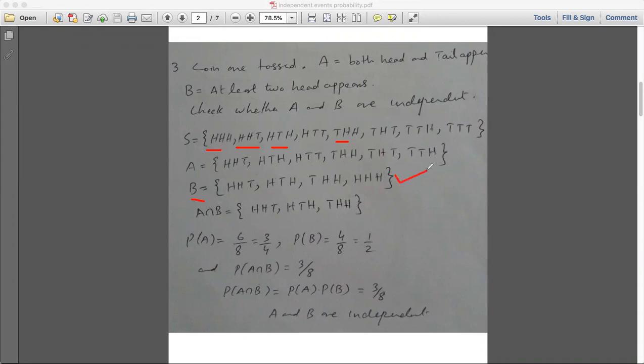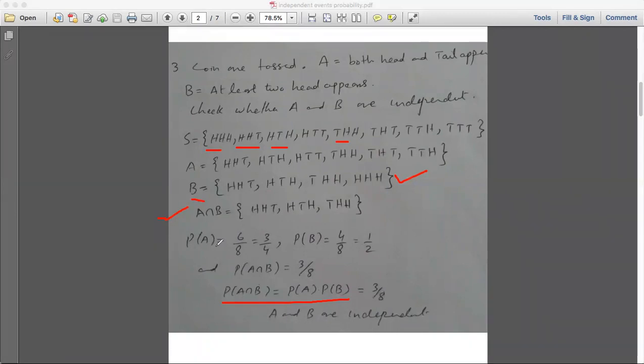Now we need to check whether the two events A and B are dependent or independent. Let us check this by using the formula, and we know the formula is this one. Now on the left hand side we need the intersection of A and B, the intersection of two events. When we found the intersection of A and B, as you can see here, there are three elements. Intersection means we take the elements that are common in both events A and B.